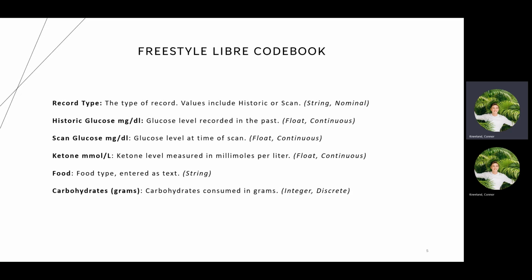Some of the features in this codebook include the type of record, like historic or scan, right? Is it the sensor you're using right now or the one you used before? The historic glucose, so levels recorded in the past. Ketone levels measured in millimoles per liter. The food type, which the user would have to manually enter, and the carbohydrates consumed in grams, which would go along with the amount of food that you ate. And users would probably have to measure it on a scale to get an accurate count for that.